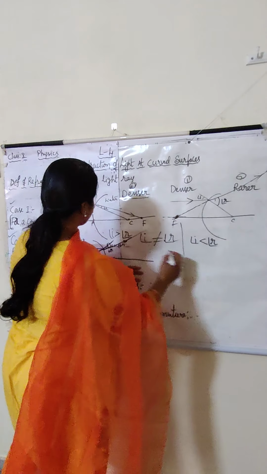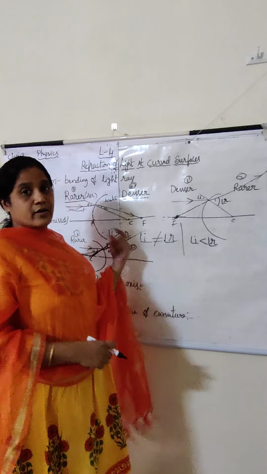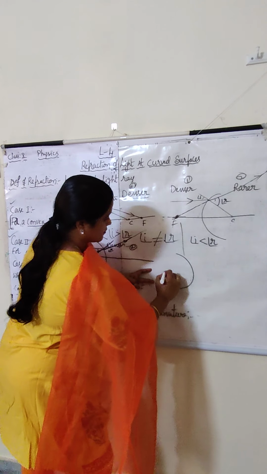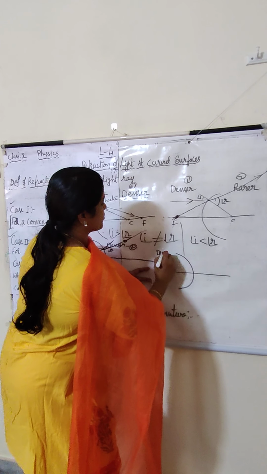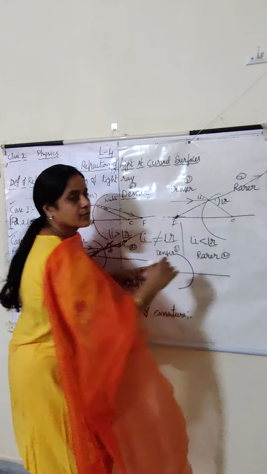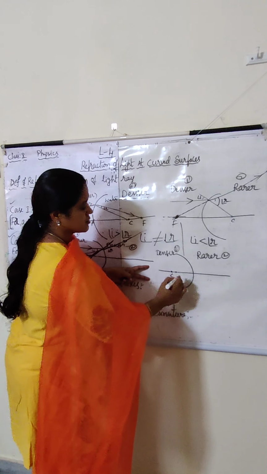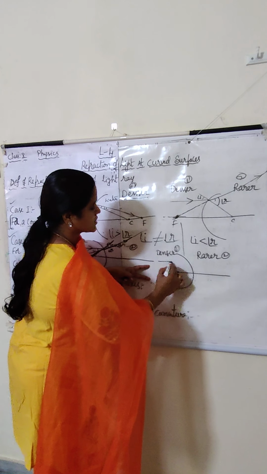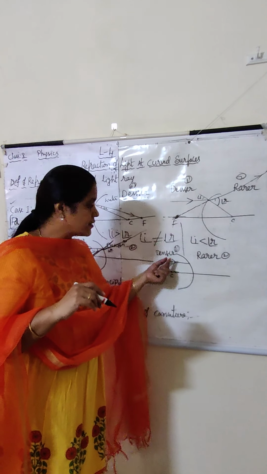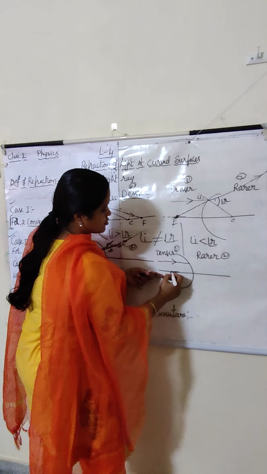Now, here I took the rarer to the denser. Now I'll take the concave mirror for the denser medium to the rarer medium. See, this is the denser medium and this is the rarer medium. This is medium 1 and this is medium 2. Here also we take the center of curvature. When a ray is parallel to the principal axis, the incident ray is in the denser medium and the refracted ray should pass through the rarer medium. For that, again you have to draw a normal.